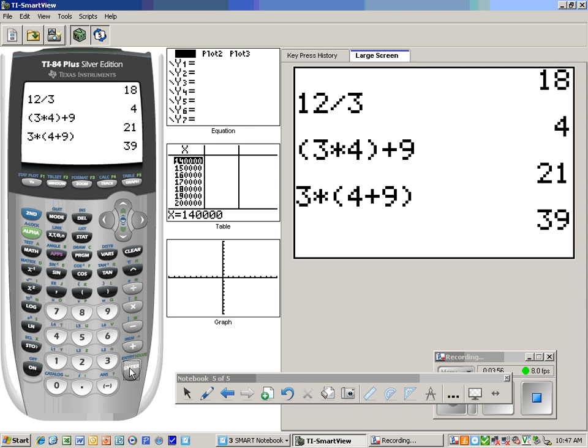Use the negative sign for negative numbers, not the subtraction sign. The calculator only knows the subtraction sign as subtraction.